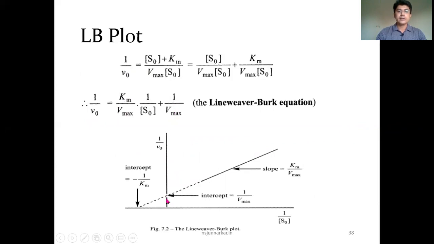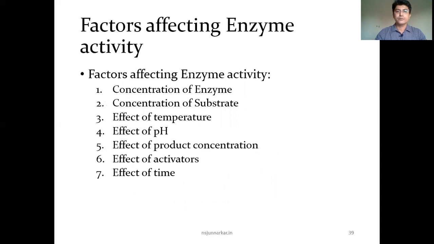According to this, the intercept on the x-axis indicates the Km value, whereas the intercept on the y-axis will give an idea about the Vmax value, and the slope is Km/Vmax. So this equation is like that of a line, and so the LB plot is a linear one. So from the LB plot, we can accurately estimate the Km and Vmax values.